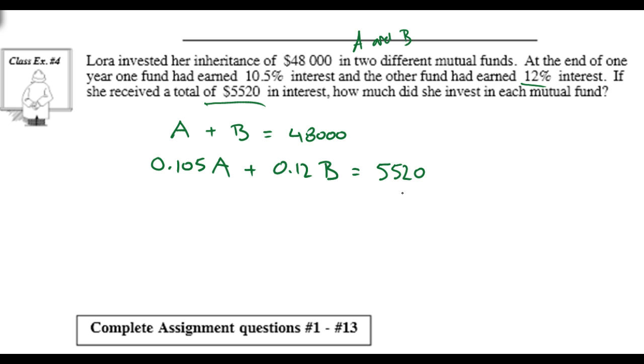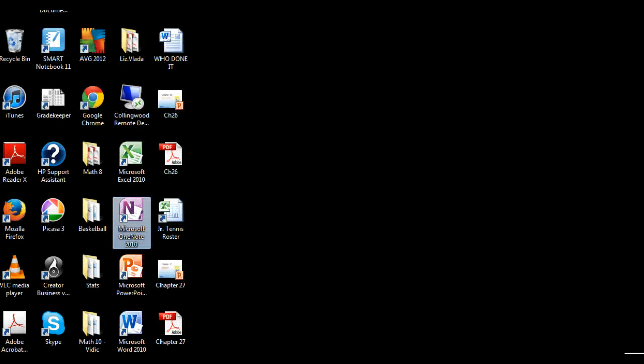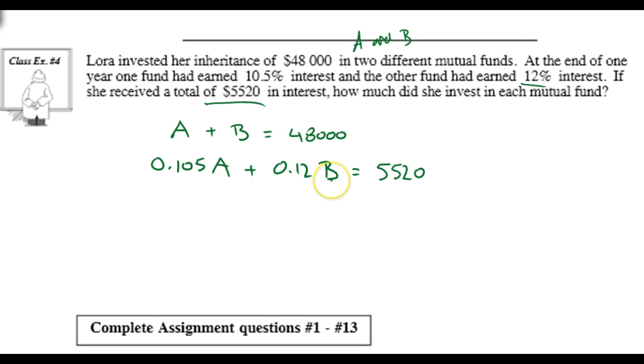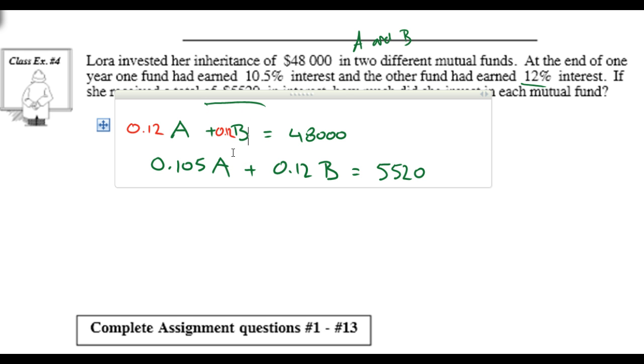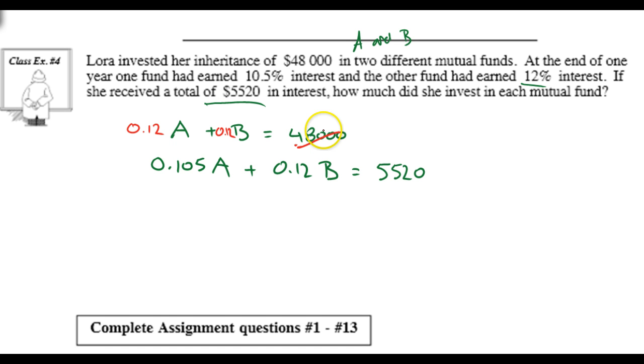Those two interests added up to $5,520. So we have our two equations, and we're going to do elimination here, so the best thing is to multiply the top by 0.12. So it's going to be 0.12, 0.12, and then 0.12 times 48,000 is going to be 5,760.